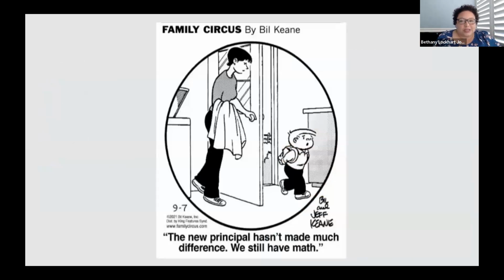You also see this, something from Facebook, Family Circus. The new principal hasn't made much difference. We still have math. And I was reading some of the comments, and about the 100th comment was a person saying, oh, me too, little Billy, I kind of tried to tune out. But I wanted to bring in a couple voices, and you may recognize some of yourself in some of these, or someone you know. In the profiles that I'll quickly share, the names have changed, and some of the quotes were edited down for conciseness.